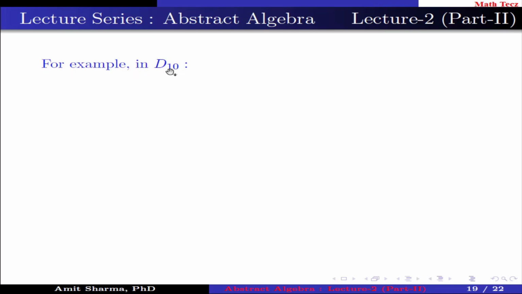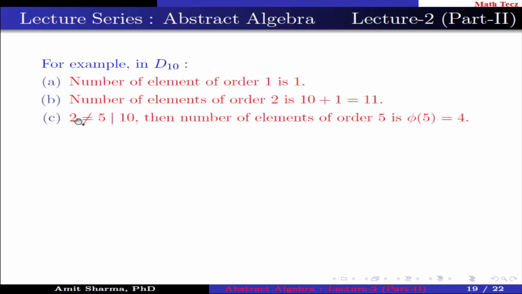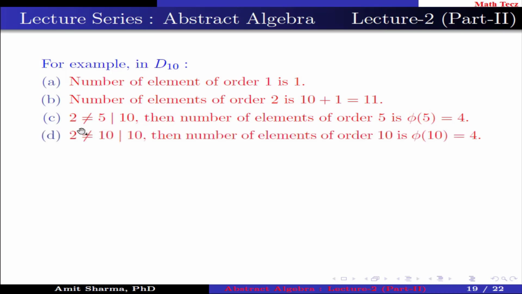For example, in D10, number of elements of order 1 is 1. Number of elements of order 2 is 10 plus 1 because 10 is an even number. 5 which is not equal to 2 divides 10, then number of elements of order 5 is phi of 5 which is equal to 4. 10 which is not equal to 2 divides 10, then number of elements of order 10 is phi of 10 which is equal to 4.